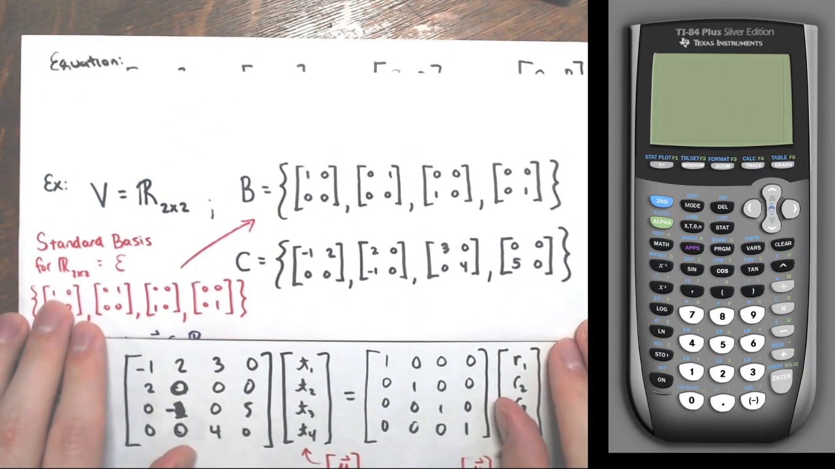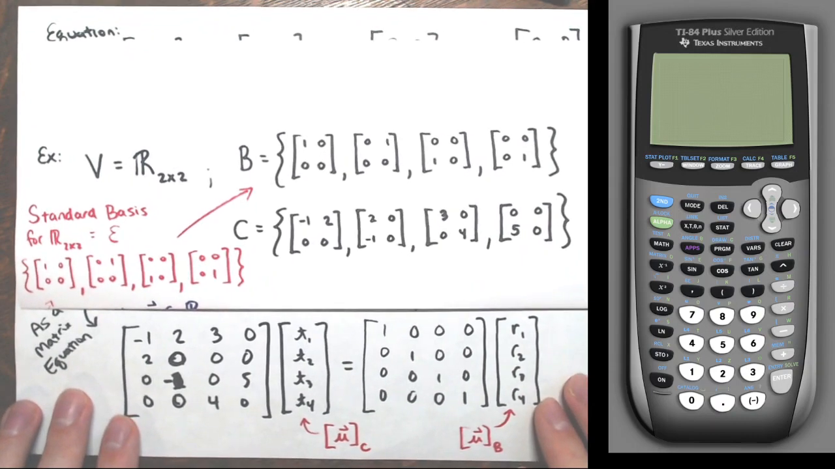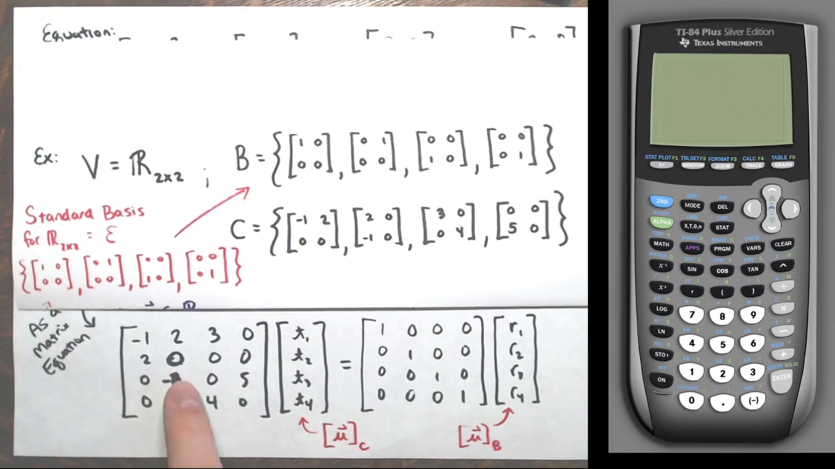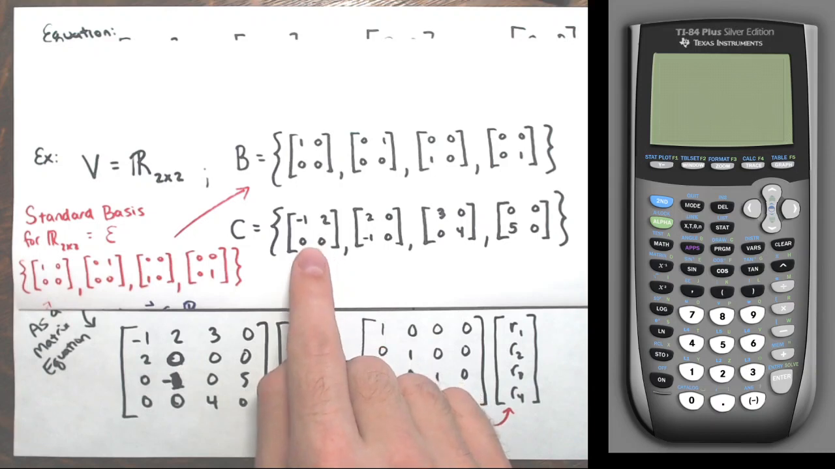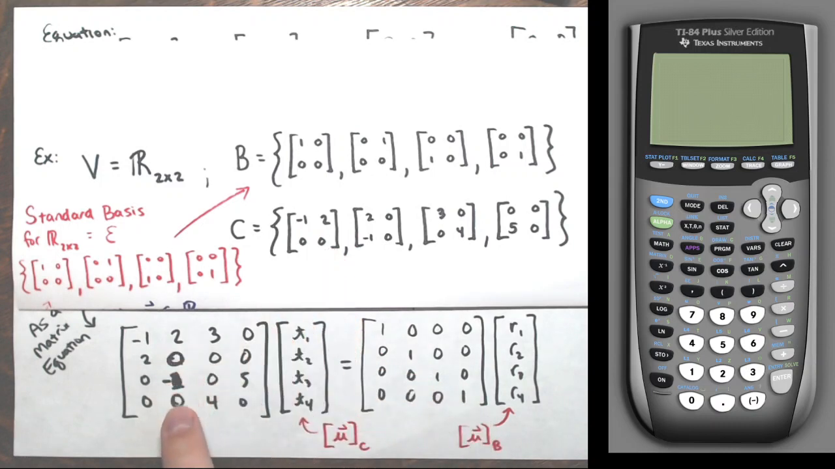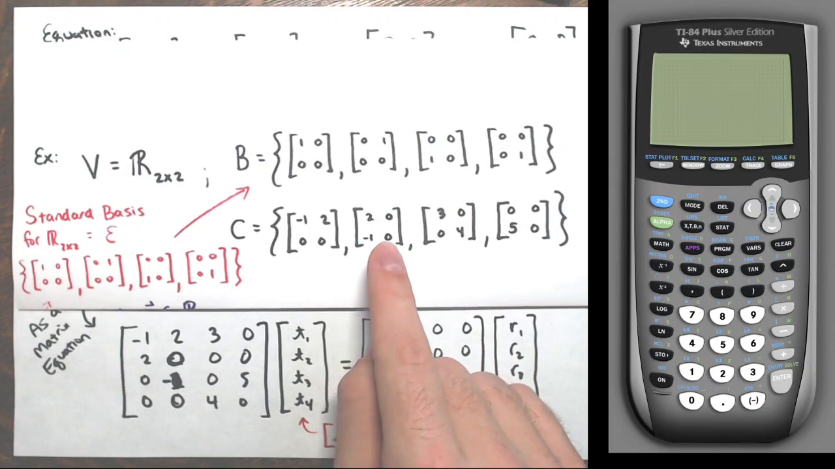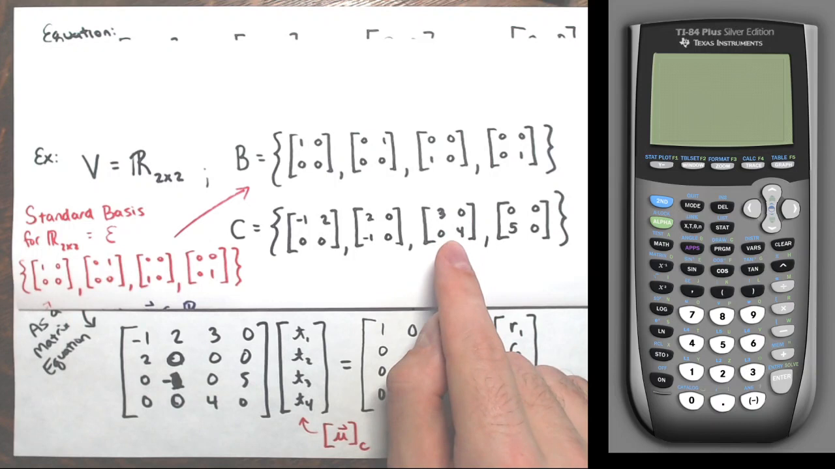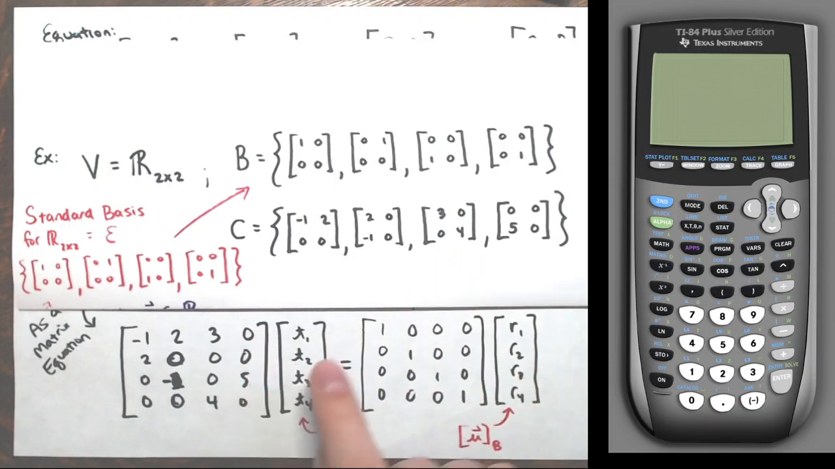So look at the columns of these matrices. Now the columns are not matrices, but look at the numbers. Like over here, these should be from basis C, right? So look, negative 1, 2, 0, 0. Look at the first matrix from C. Negative 1, 2, 0, 0 as I go down, from the upper left to the lower right. Then 2, 0, negative 1, 0. Look at the next one. 2, 0, negative 1, 0. Look at this third column. 3, 0, 0, 4. Third vector. Fourth column. 0, 0, 5, 0. Fourth vector.